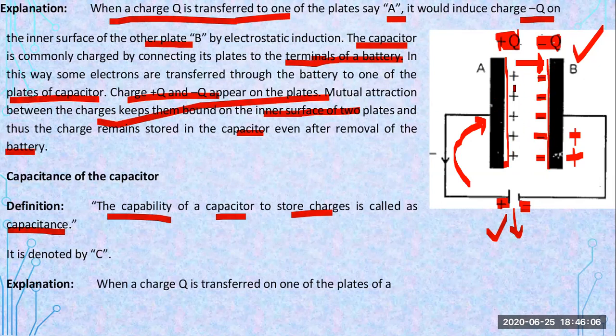So at the same time, we have discussed another factor, the capacity of a capacitor. We will see on what factors it depends. The capacity of a capacitor to store charges is called capacitance. Less capacity means less capacitance. More capacity means more capacitance of the capacitor to store charges. So it depends on the requirement, usage, and application.